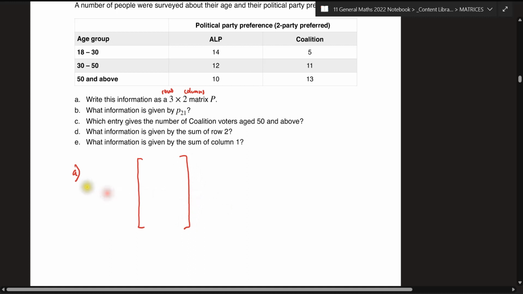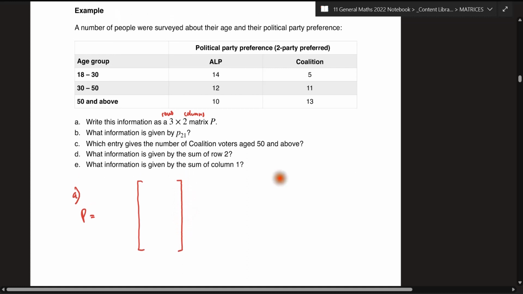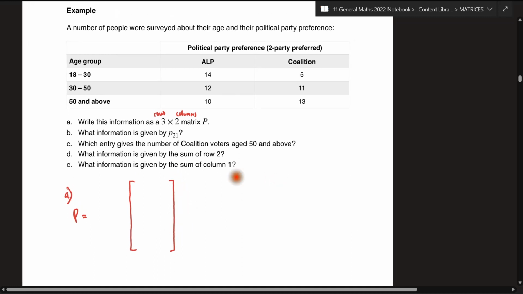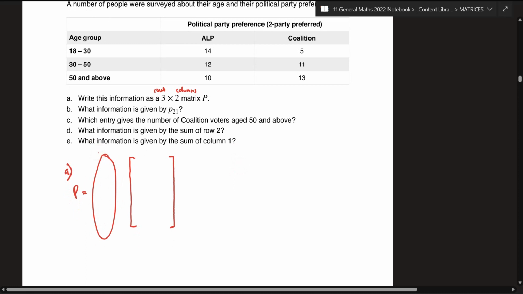Give yourself a bit of space because there are some things that you need to put in this matrix. It's important to label the rows and columns of the matrix, as it does help you to understand what information there's going to be. So for example, on the side here are going to be your 3 age groups.